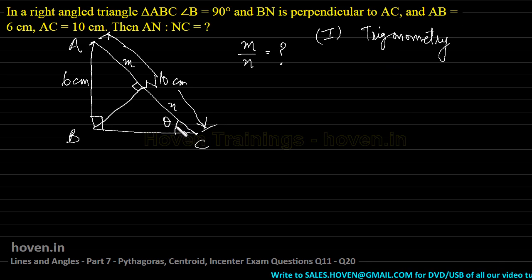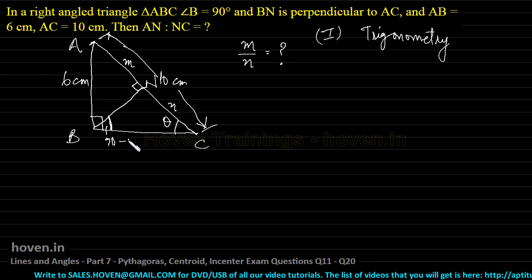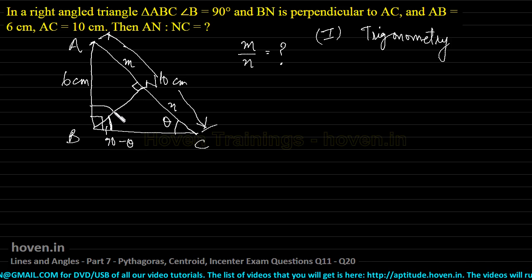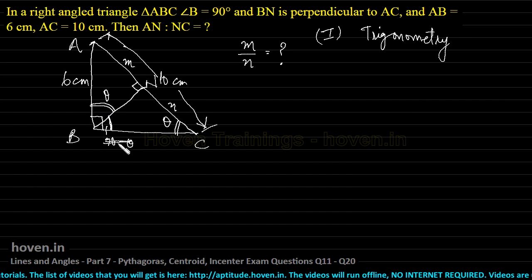If this angle is theta, then this is a right angled triangle, and therefore this will be 90 minus theta. And since this is also 90 degrees, this angle also turns out to be theta. So this is theta and this is theta. We can forget about this because it was used for intermediate. So ABC is one right angle triangle, this is one right angle triangle, and this is one right angle triangle.